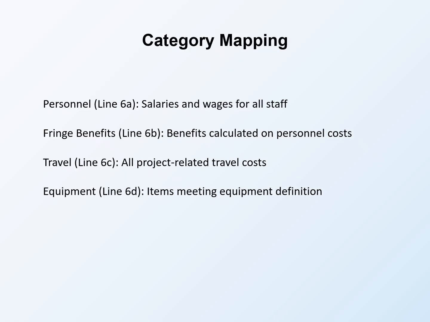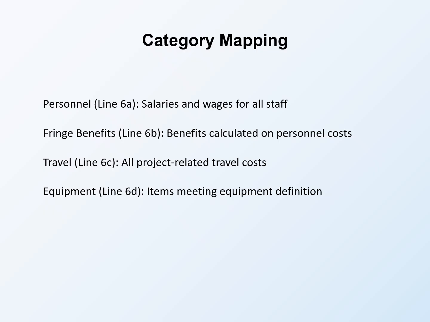Correctly mapping your detailed budget to SF-424A categories requires understanding what each line includes. Careful categorization prevents errors. Personnel on line 6A includes salaries and wages for all project staff. This includes principal investigators, project directors, coordinators, research assistants, and all other paid personnel. The total should match the sum of all salary costs in your detailed budget before fringe benefits.